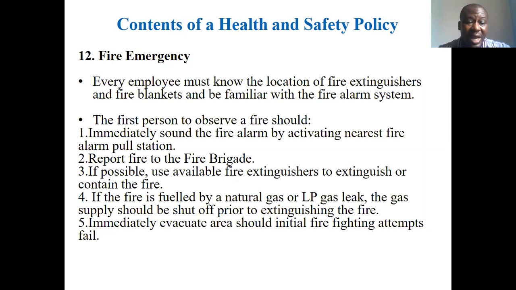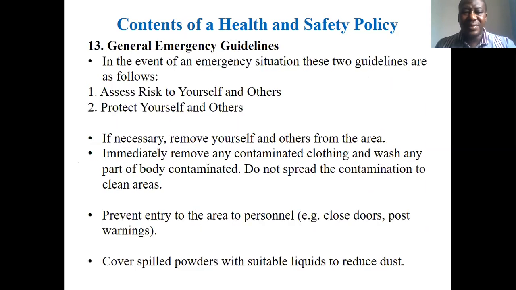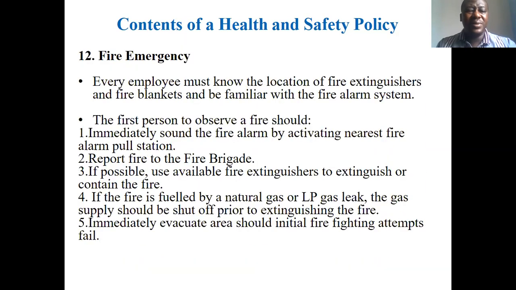If the person is a trained person, and the fire is fueled by a natural gas or LPG leak, the gas supply should be shut off prior to extinguishing the fire. Immediately evacuate the area if firefighting attempts fail. So these are the issues that should be contained in the health and safety policy when it comes to fire emergency.